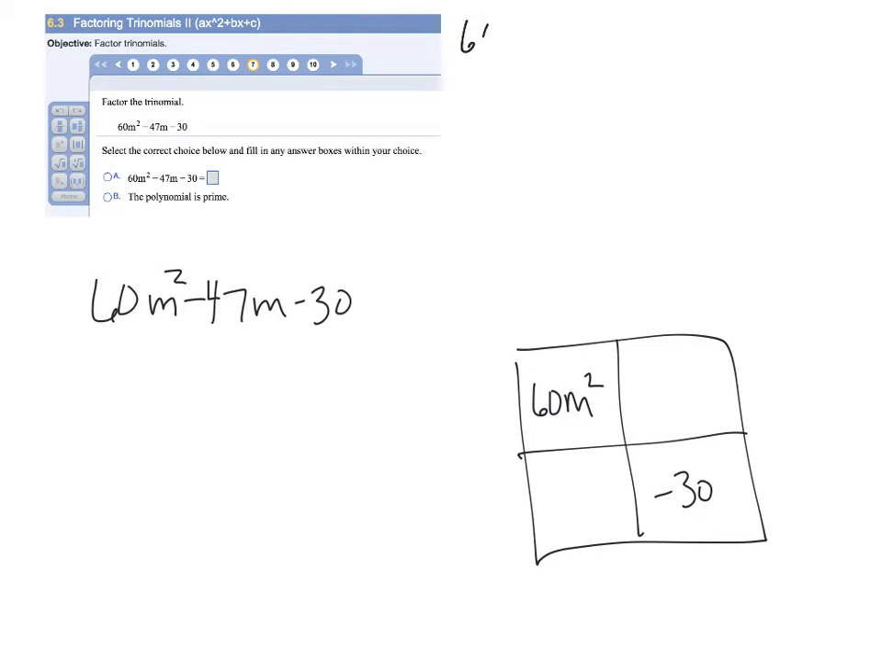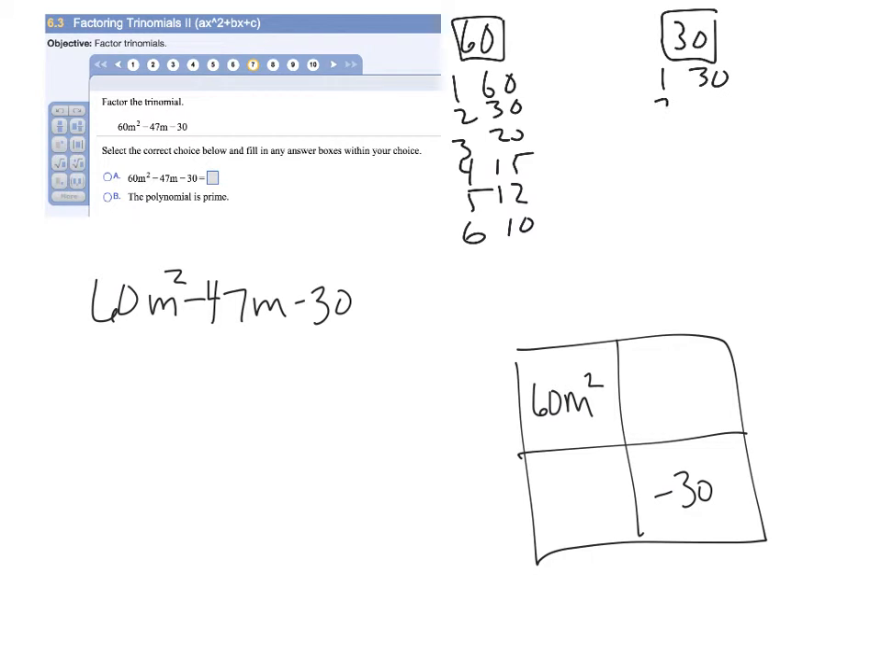For example, the 60, you can have 1 times 60, 2 times 30, 3 times 20, let's see, 4 times 15, 5 times 12, and then 6 times 10. So there's a ton of guessing for the 60. And then for the 30, you've got a ton of guessing. You've got 1 and 30, 2 times 15, 3 times 10, and 5 times 6. So what I like to do is choose something that's really close to each other, and I want to do some guess and check.